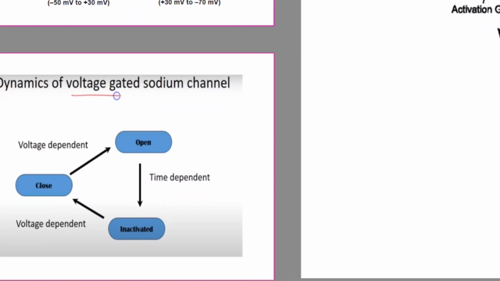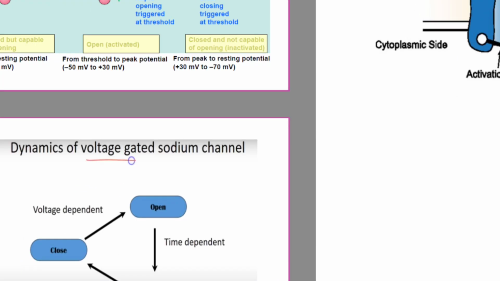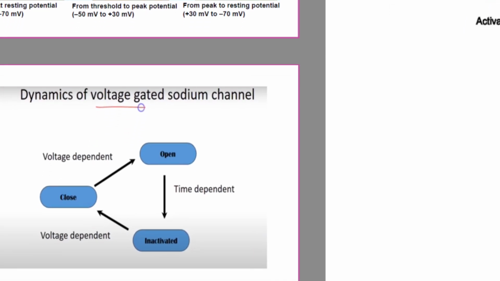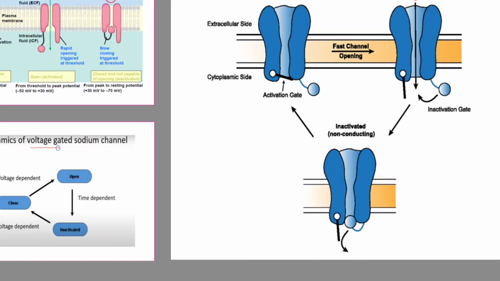So it will have three states: the closed state, then there will be voltage dependent opening of the activation gate, so it will become open. Then there will be time dependent closure of the inactivation gate, and then it will go back from inactivated to the closed state where the activation gate is closed. Now we want to know in which part of these subunits which one is the activation gate, and which one is the inactivation gate.